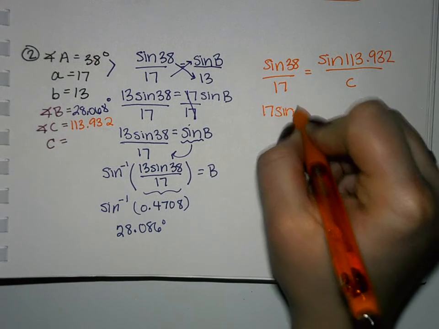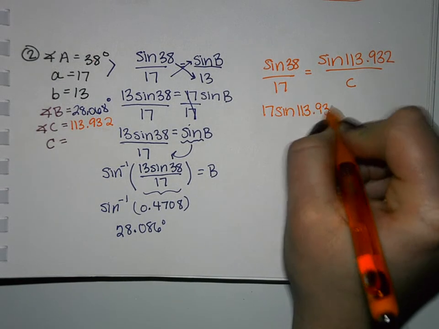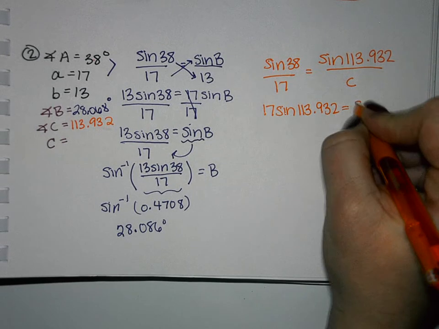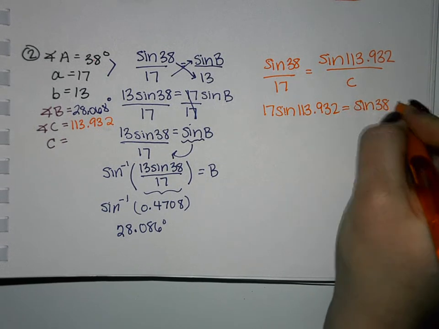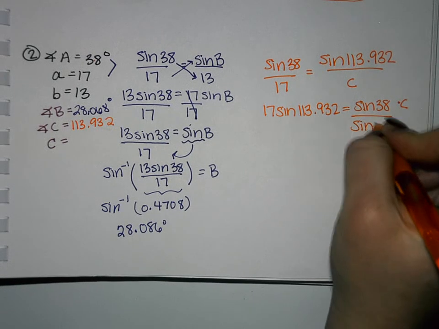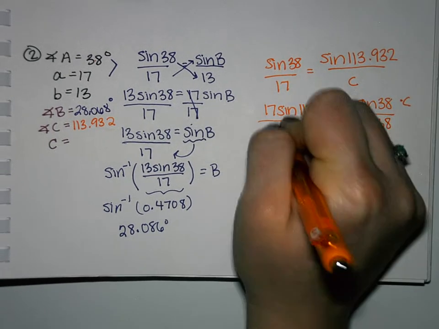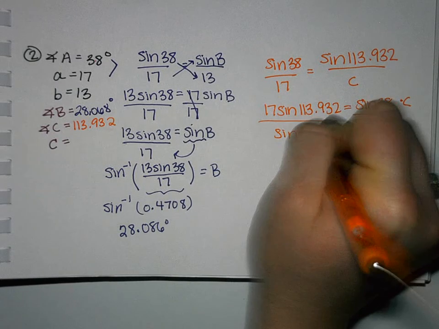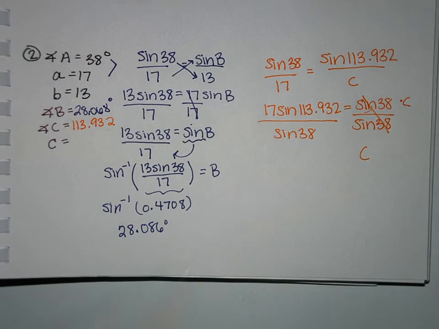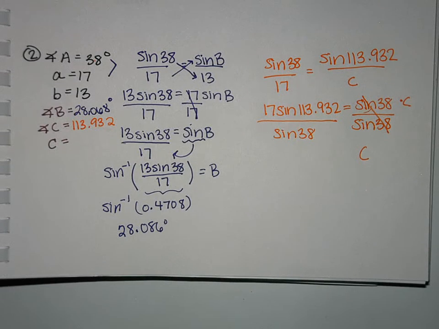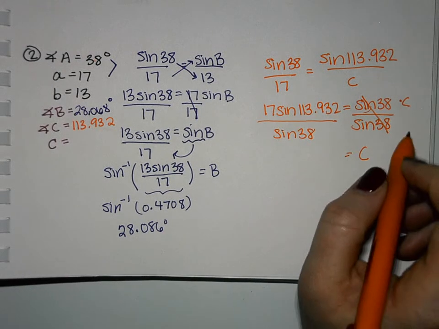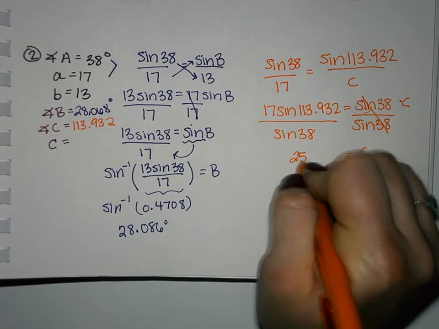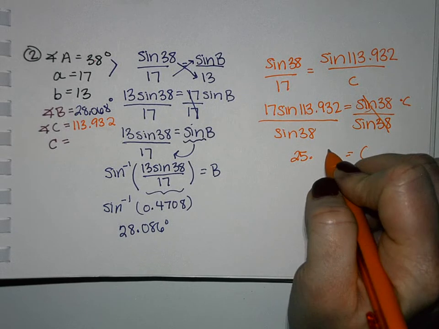17 sine 113.932 equals sine 38 times C, divide both sides by sine 38. And then we'll plug that into our calculator. And you should get 25 point, I got 239.